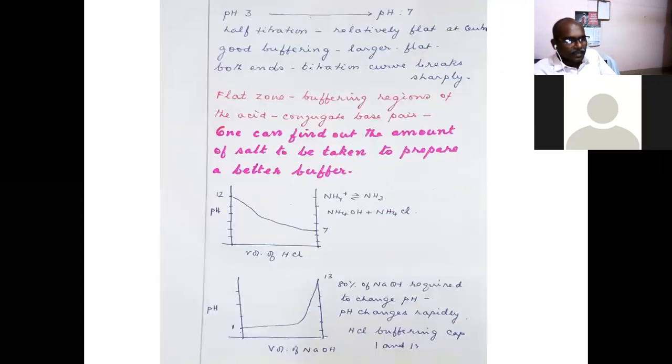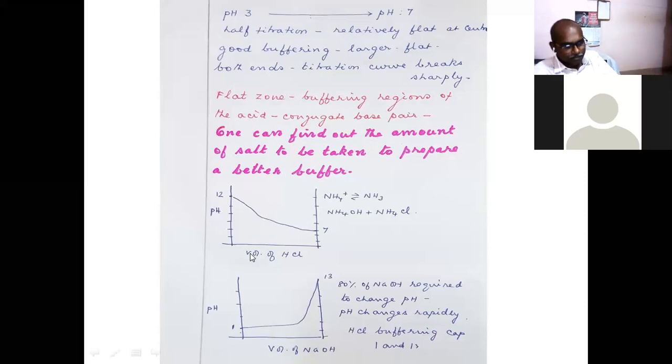Now look here. When the titration curve is relatively flat at a particular point, it is where good buffering is seen. So if the flat portion is larger, then good buffering is observed. But at both ends of the flat area, the titration curve breaks sharply. There will be a sharp increase or sharp decrease in the titration curve. So the flat zone is the buffering region of the acid and the conjugate base pair. So one can find out the amount of salt to be taken to prepare a better buffer from the curve.